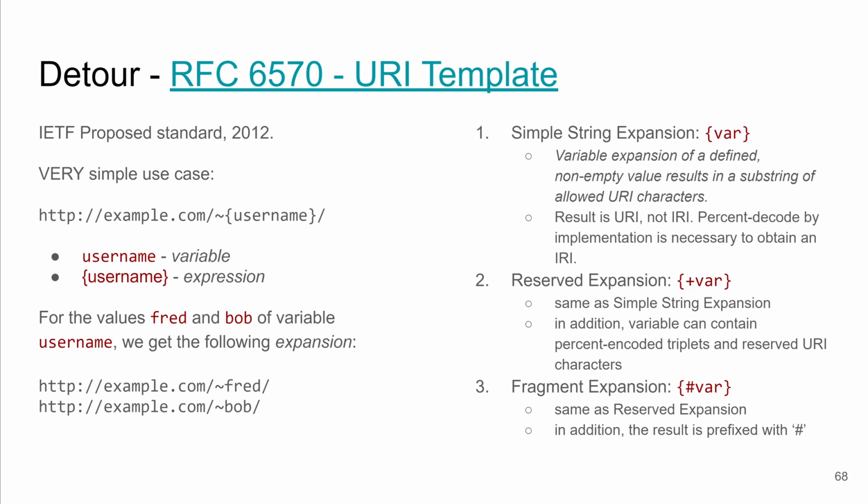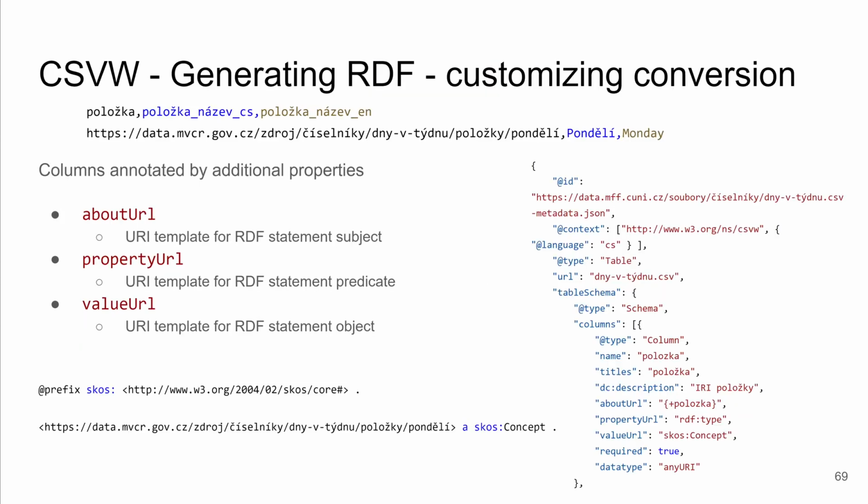And why am I talking about this? Well, the URI templates are used in CSV on the web for customizing the RDF that gets generated from CSV files. So in this example, we'll have the CSV which is on the top. It has just one line. We have already seen this CSV before. It's the days of the week CSV, and we have just Monday here.